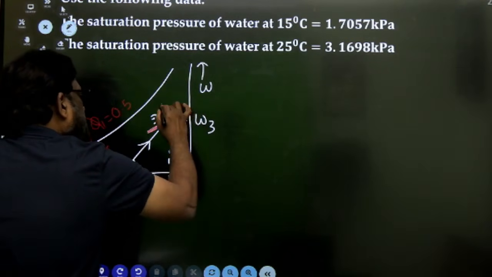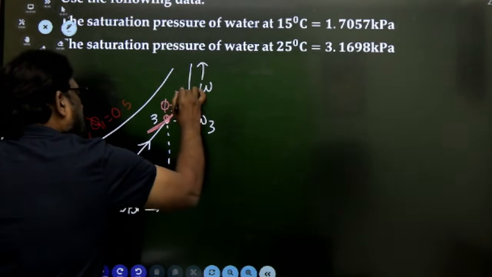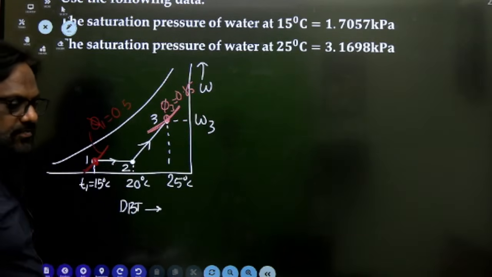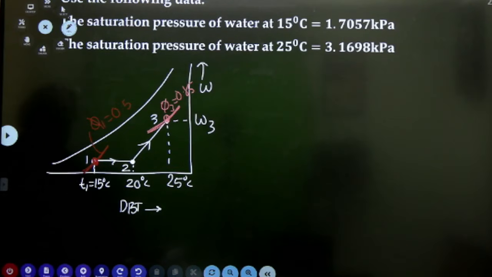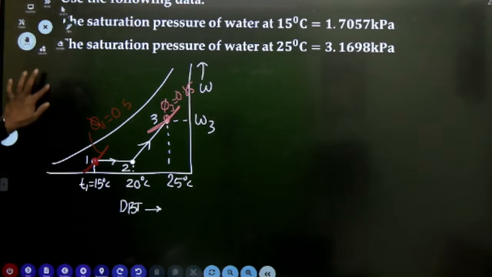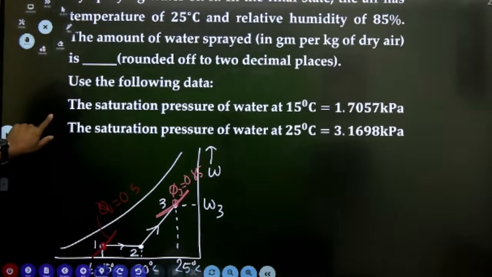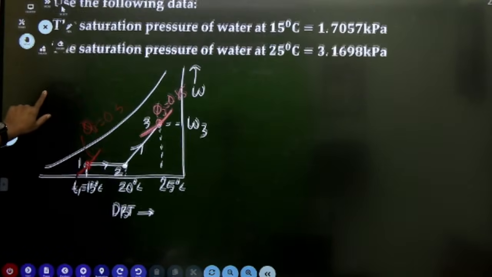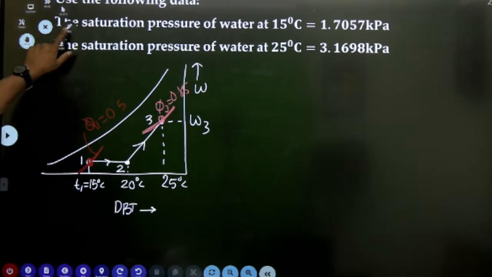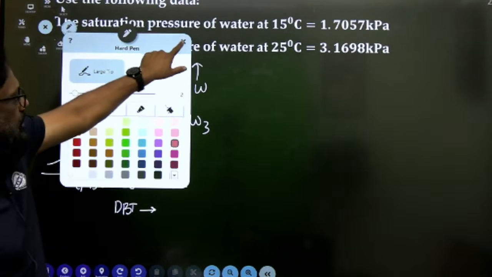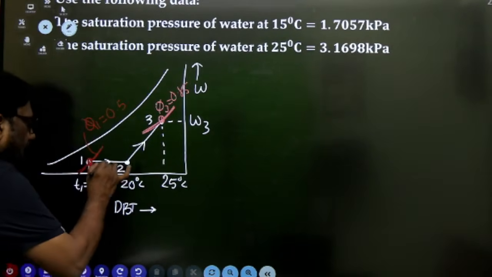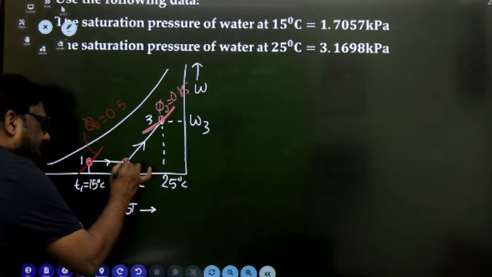This relative humidity is 85%. Now, let's do this question. Let's see what is asked, sir. I don't know what is asked. Let's see. Amount of water sprayed in gram per kg dry air. Amount of water added. Okay, amount of water sprayed. What is omega at this point and at this point?